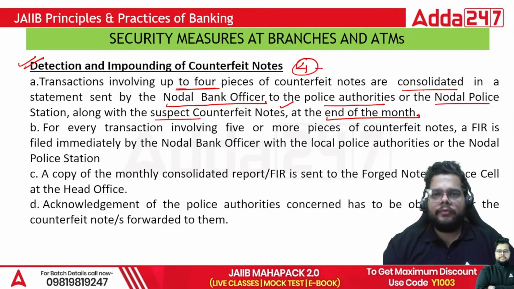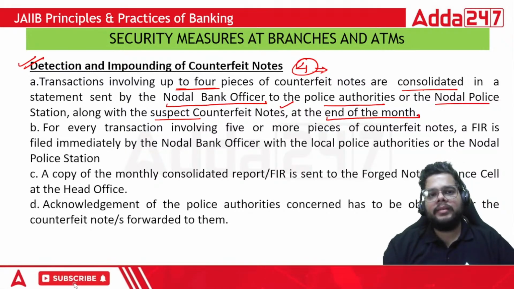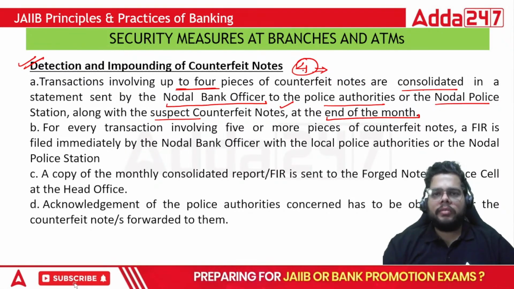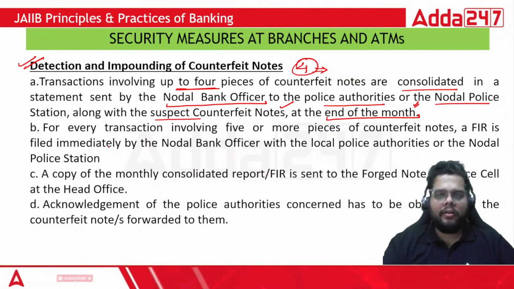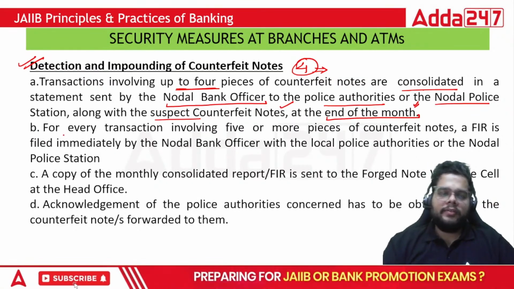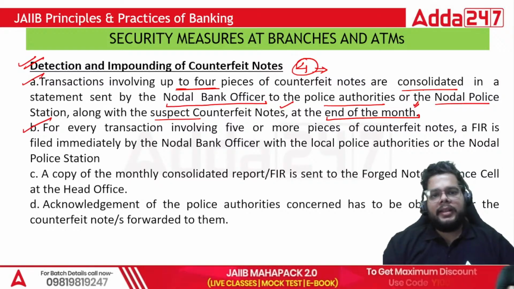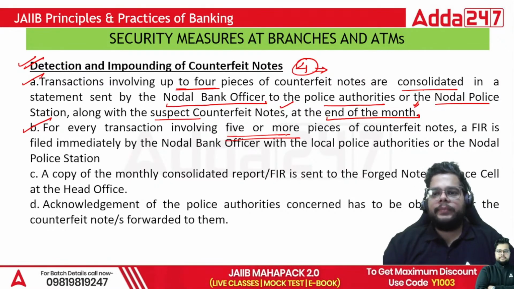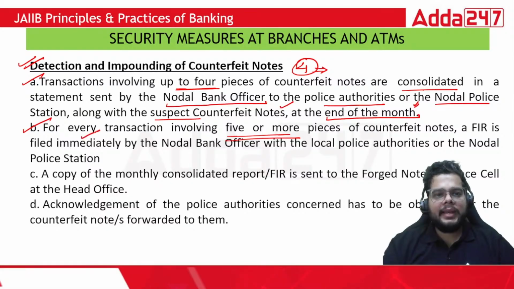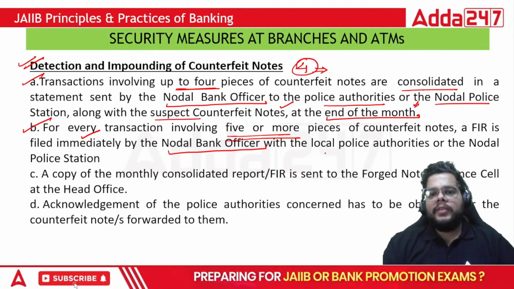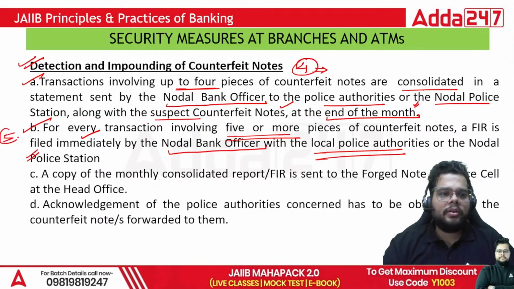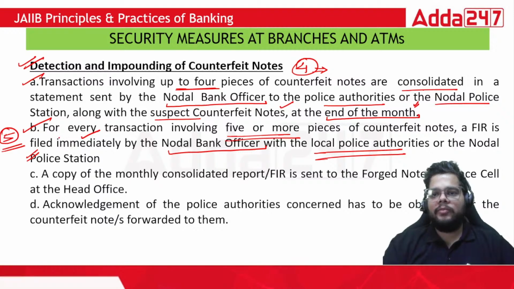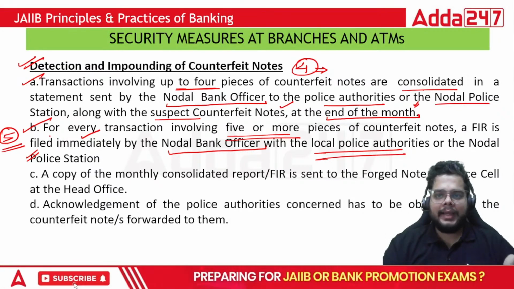So if you have, let's suppose, 4 pieces of counterfeit notes or less than 4 pieces, then at the end of the month, you will be reporting it to the respective nodal bank officer. Along with that, police authorities will also be involved. For every transaction involving 5 or more pieces, an FIR is filed immediately by the nodal bank officer with the local police authorities or the nodal police station. So for 5 or more, you have a direct FIR. Fine, you must do the direct FIR immediately, as soon as possible.